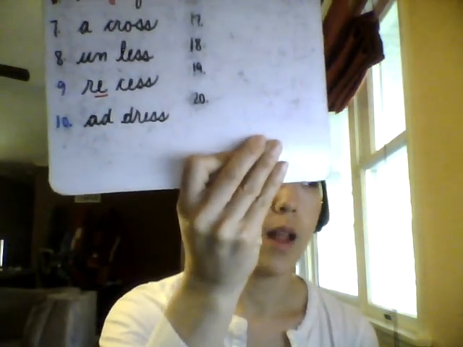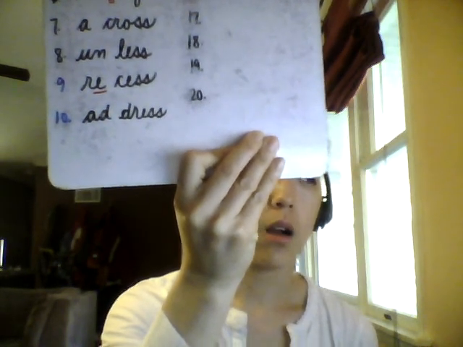Number 10, address. Write the delivery address on the envelope. Two syllables. Think to spell A-D-D-R-E-S. We hear 2 D's in spelling, but only hear 1 in normal speech. Spell address out loud. A-D-D-R-E-S-S. Address.